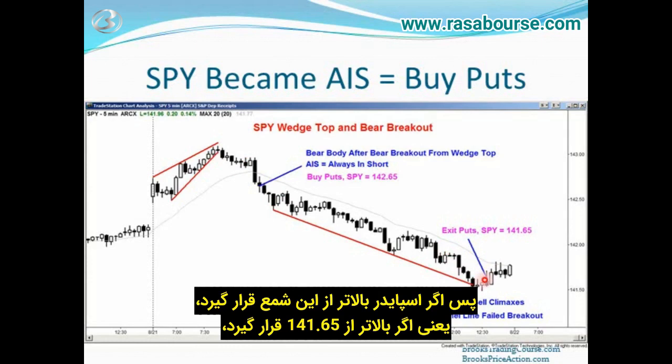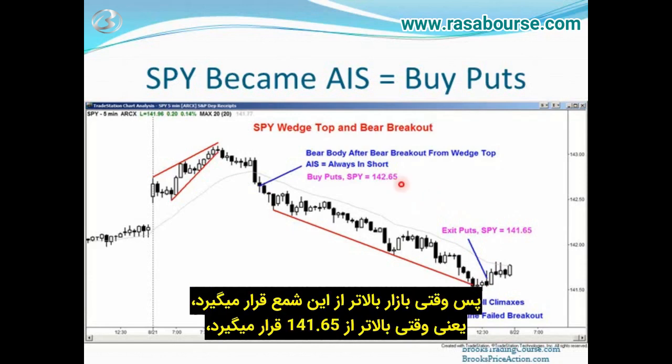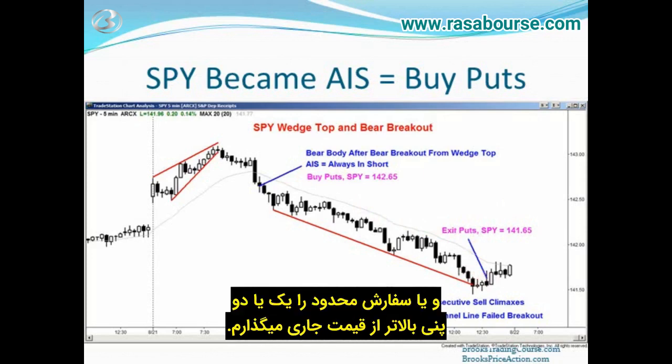So when the spider turns above this bar, it's at 141.65, right? $1 less than where you bought it. I would get out of the puts at the market, for example, or with a limit order, maybe a penny or two above the last trade, the current price.